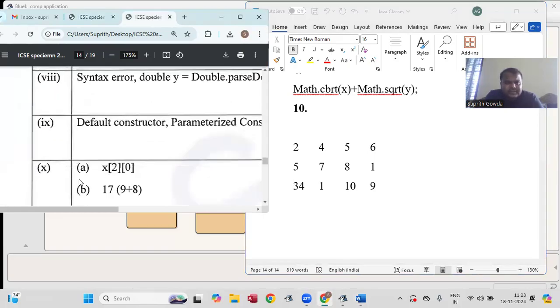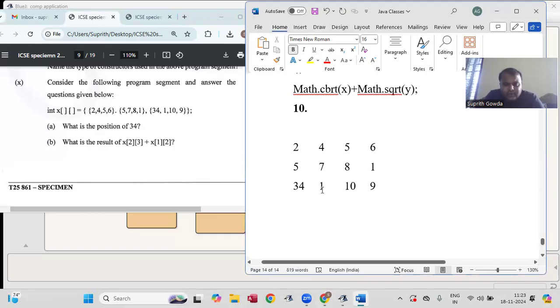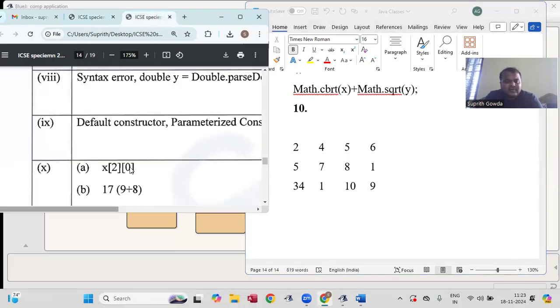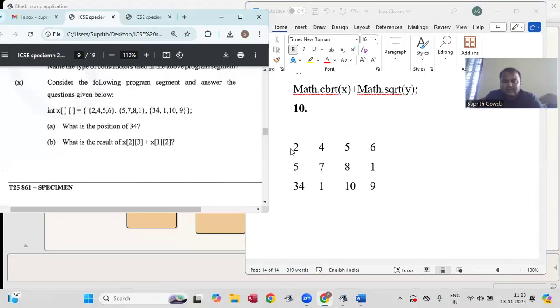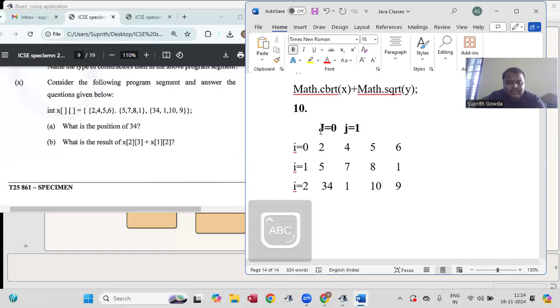Answer: x of 2, 0. Next is the result of x of 2, 3 plus x of 1, 2. Where is 2, 3? This is the second row, column 3: 0, 1, 2, 3, this one, 9. Plus x of 1, 2: row 1, column 2, which is 8. So 9 plus 8 gives the answer 17. Don't get confused here. The i value is 2, don't confuse. Here, for a particular x of i, j, the j value is 0, then j value is 1, j value is 2, j value is 3.